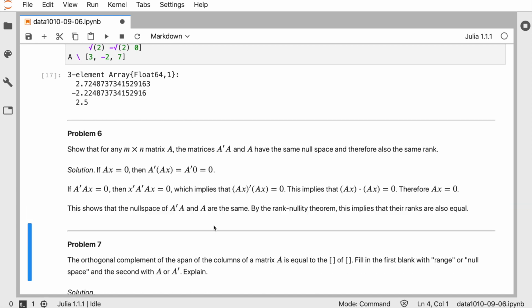Since the rank nullity theorem says that the rank plus the nullity is equal to the dimension of the domain, that means that their ranks are also equal, since A transpose A and A both have the same domain.